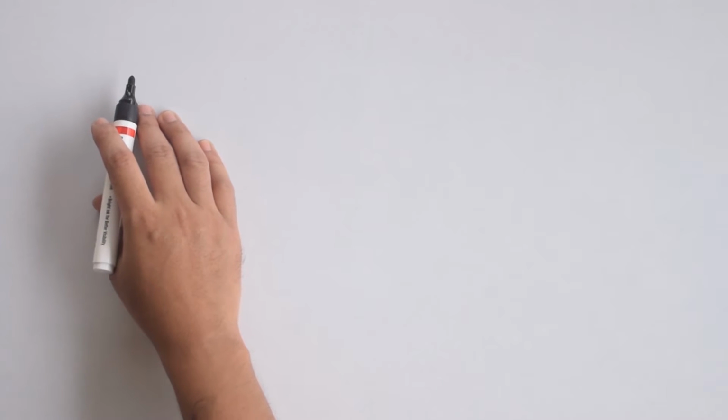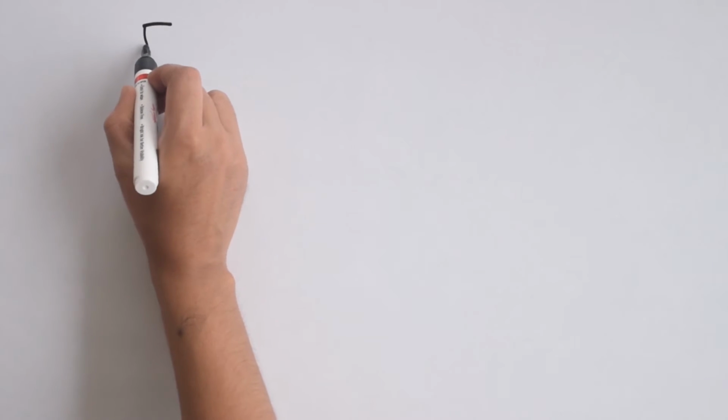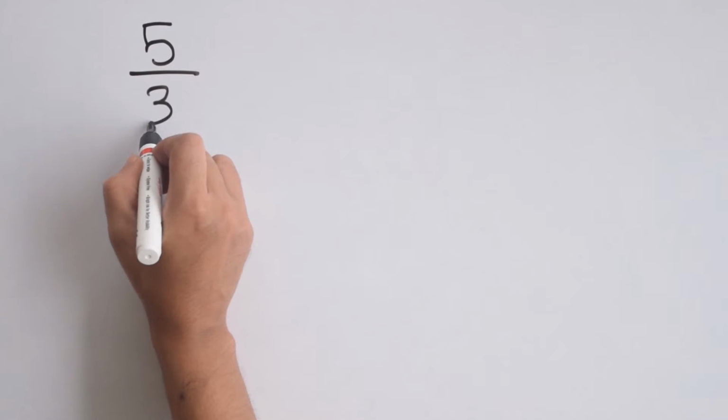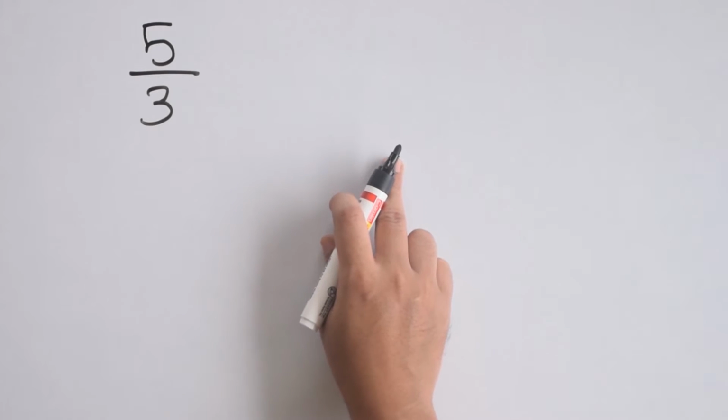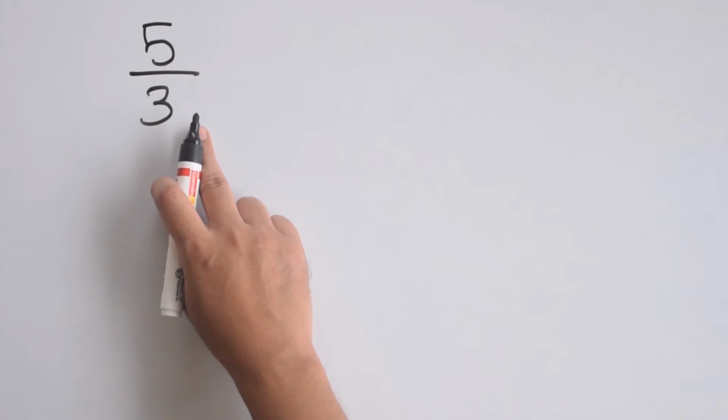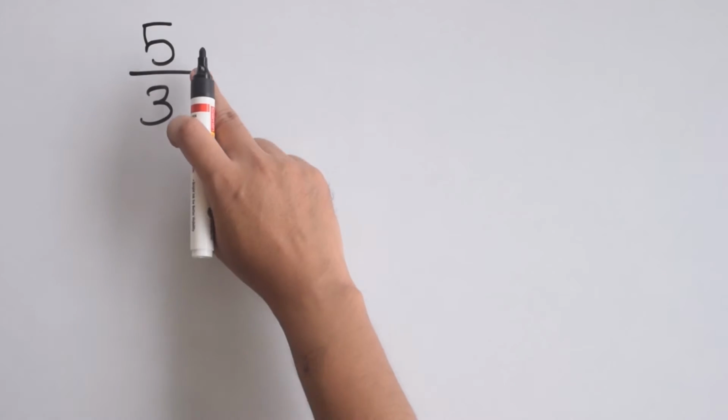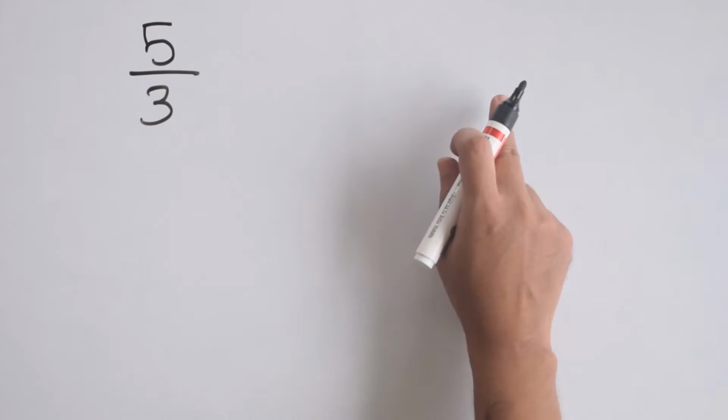Let us take the improper fraction 5 by 3 and convert this into a mixed fraction. And how do we do this procedurally? What we do is divide the numerator by the denominator. Shall we divide here?